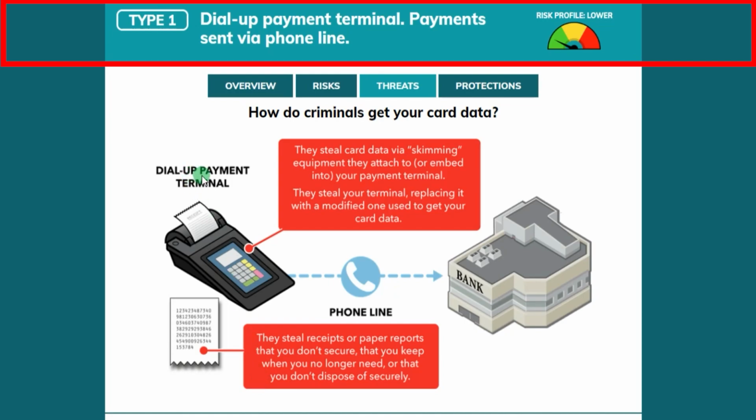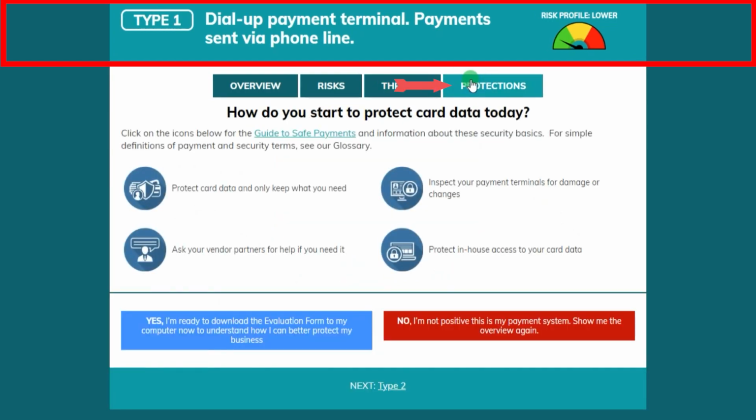Protections. So we already know what the payment system is, what is the risk, what is the threat. Now let's see how to protect it. Protections. First, protect card data and only keep what you need. Basically, if you don't need it, don't store it. That's it. Ask your vendor partners for help if you need it. 99% of the time, the vendor who is providing these types of devices to you has some guidance or some secure ways to implement or operate or introduce this device or system into your environment.